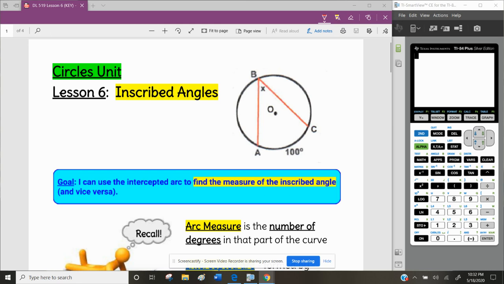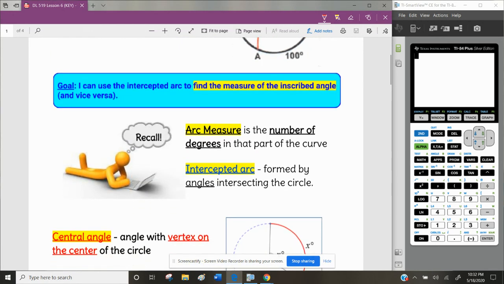This is Numbers with Nicole, and today we're going to do a lesson on inscribed angles in a circle. So we're going to recall some information first.